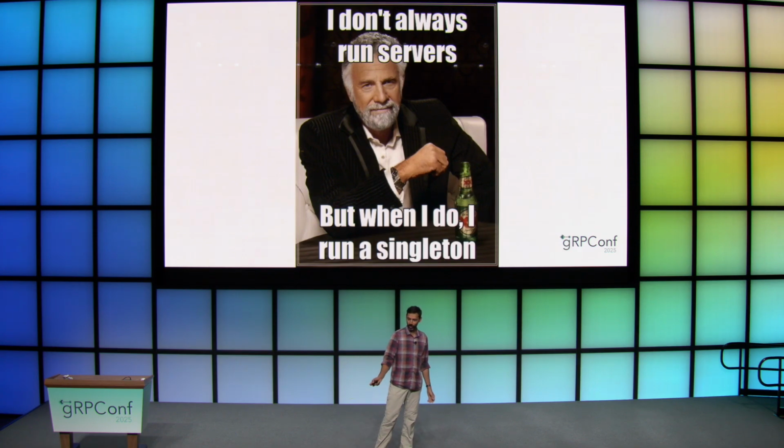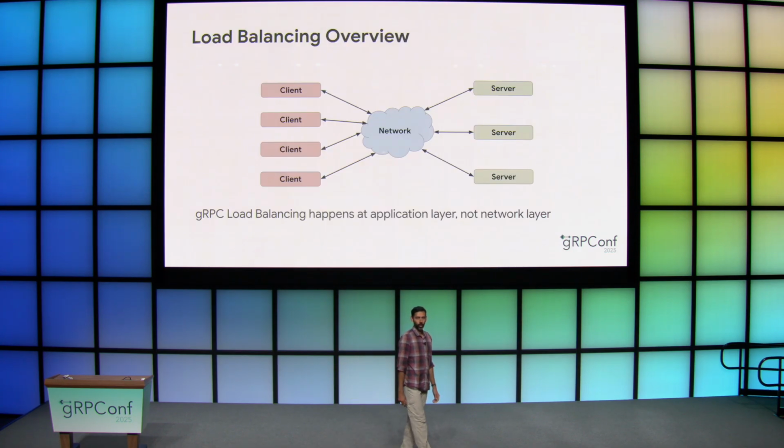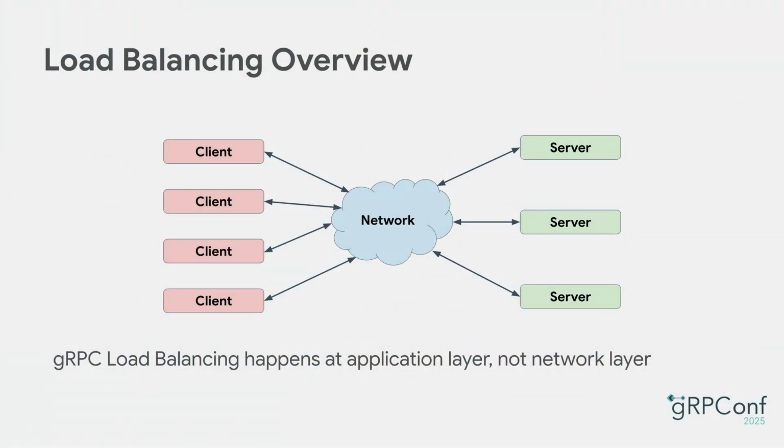But for most of the rest of us, we run multiple server backends and we have multiple clients that are sending multiple requests to these server backends. So load balancing is all about distributing client traffic across our backends in a fair and appropriate manner. This talk will focus on application level load balancing or L7 load balancing and not network level load balancing, which would be L4 load balancing.